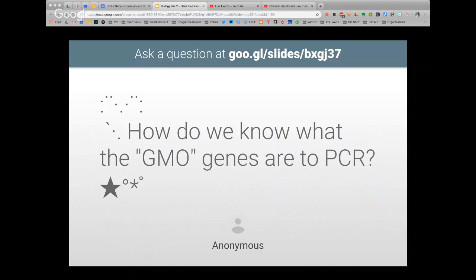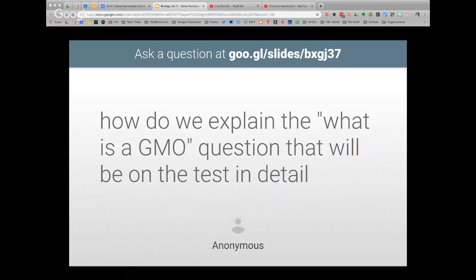How do we explain what is a GMO, a question that will be on the test in detail? A genetically modified organism is an organism that has new DNA in it that allows it to produce a new protein, which gives it a new trait. I would say that's a pretty general answer for what is a GMO. But again, I'm not going to ask you that specific question. You're going to have to be able to apply your understanding of a GMO using that kind of definition.